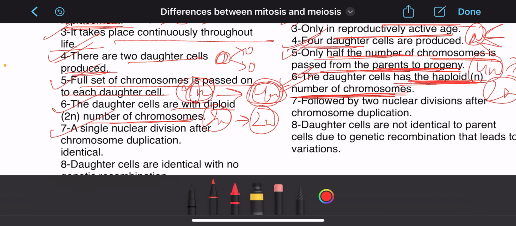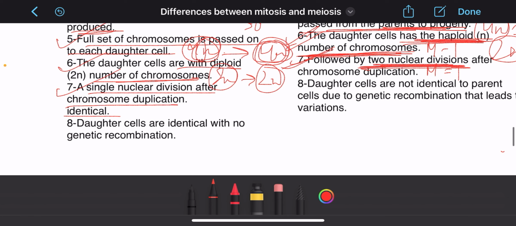Now, the seventh difference is a single nuclear division after chromosome duplication that leads to identical cell formation. Here, in meiosis, after chromosome duplication, two nuclear divisions take place, first during meiosis 1 and second during meiosis 2. So, two nuclear divisions are going to take place after chromosomal duplication.